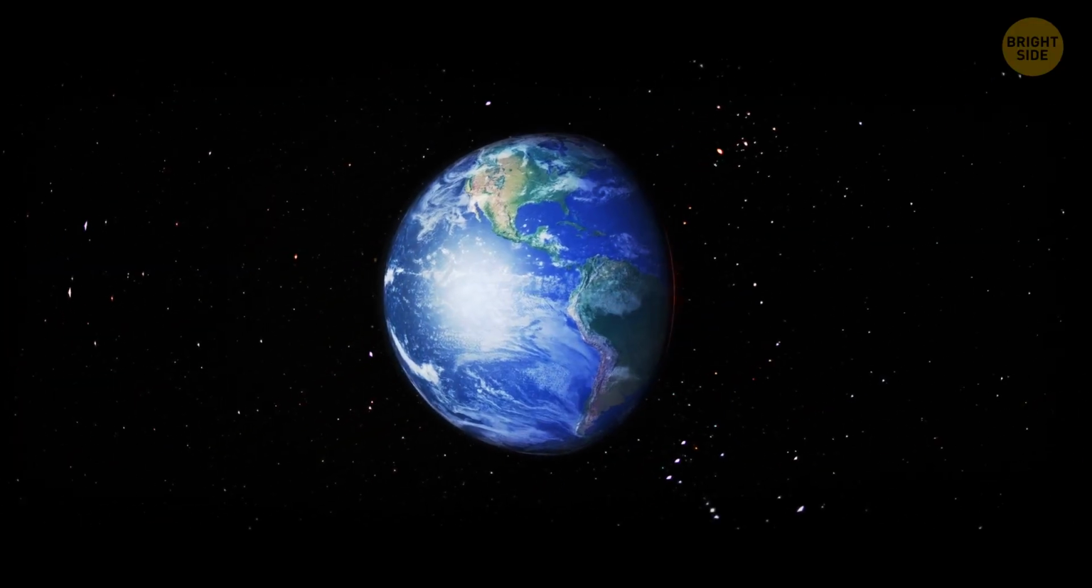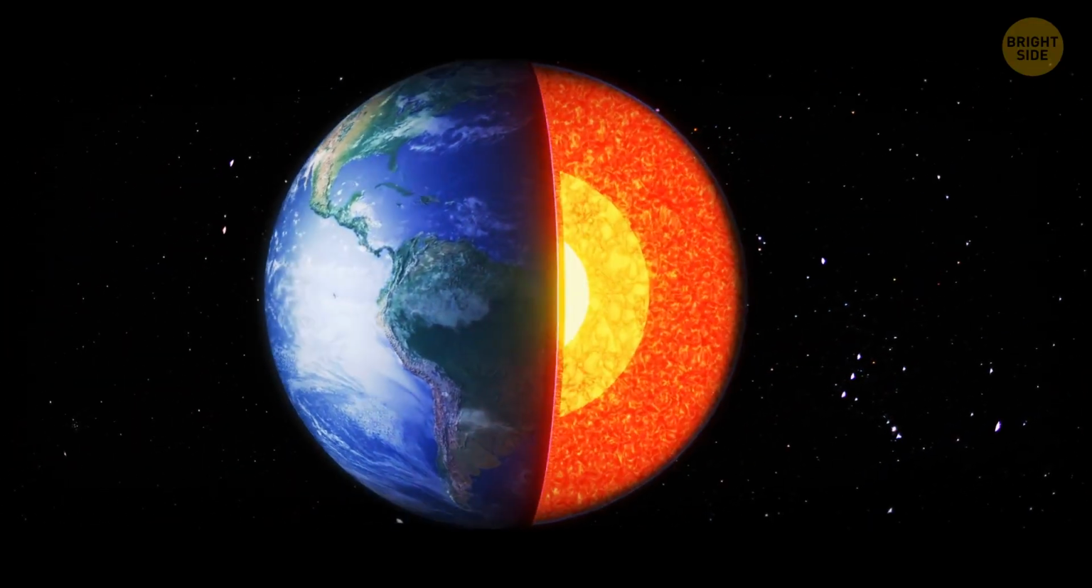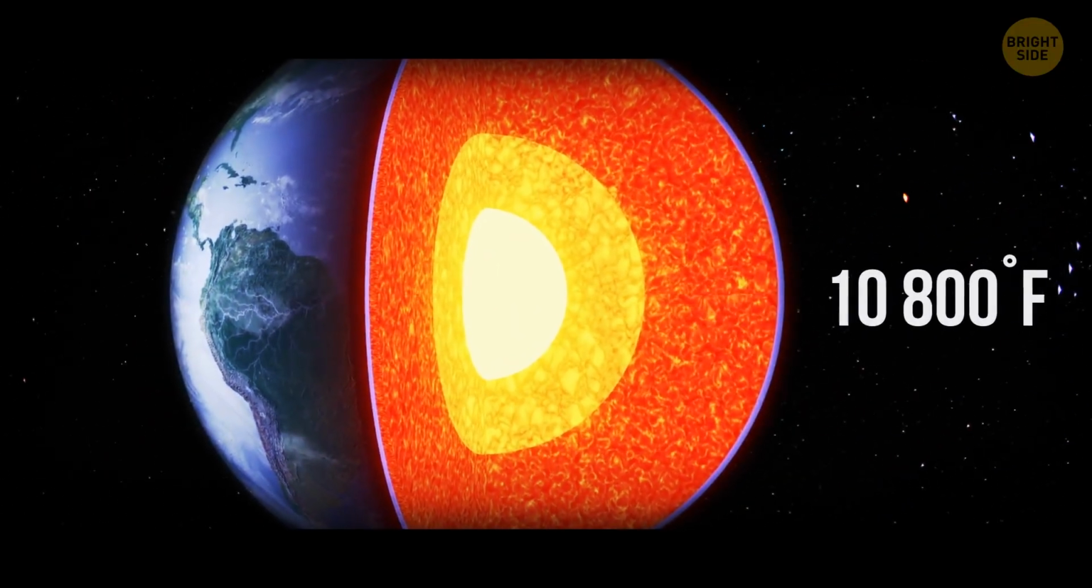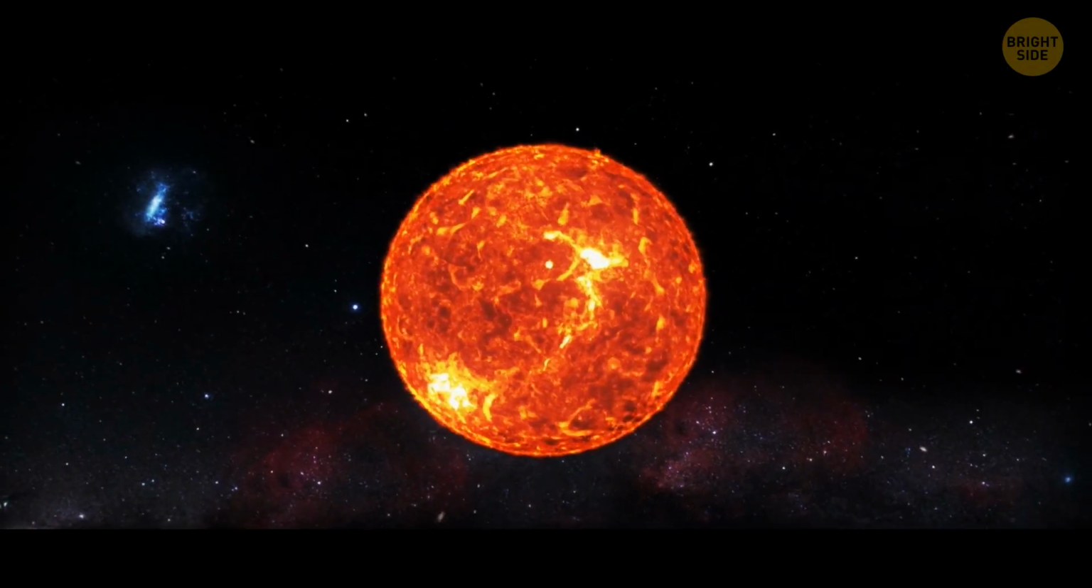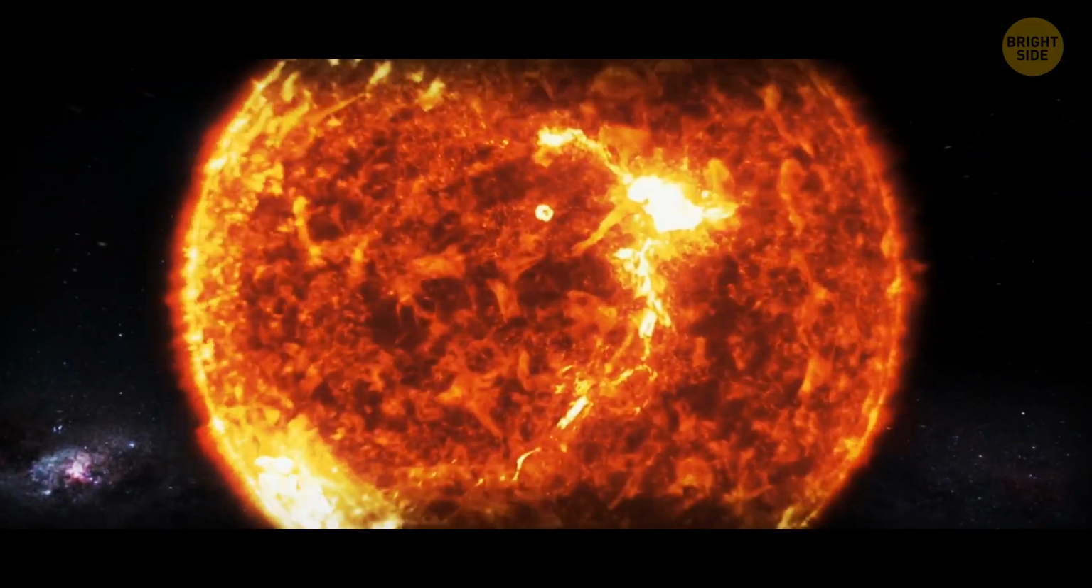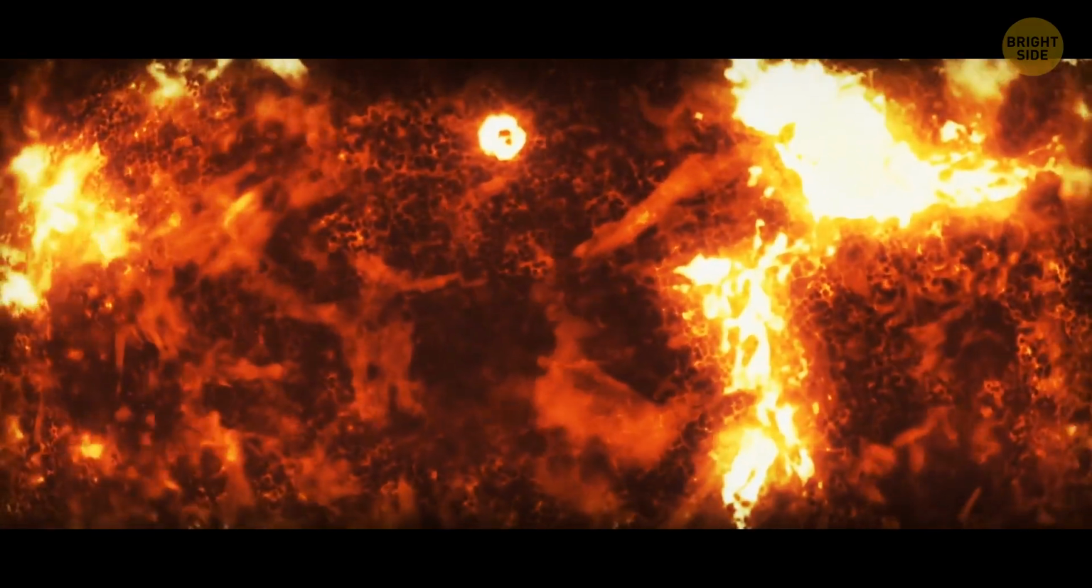The temperature at the boundary of our planet's inner and outer core is 10,800 degrees Fahrenheit. That's as hot as the surface of the sun. And the pressure there is 3.3 million times the atmospheric pressure at sea level.